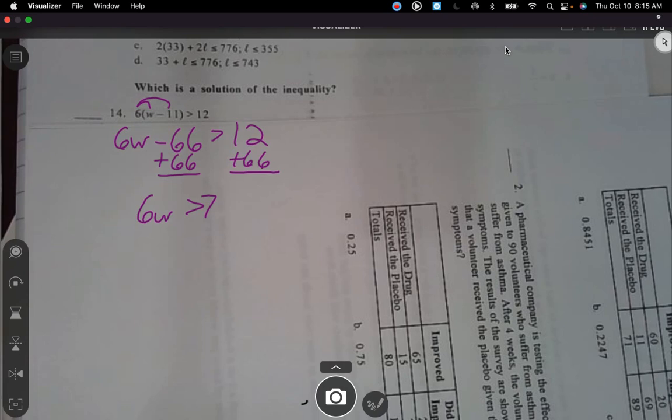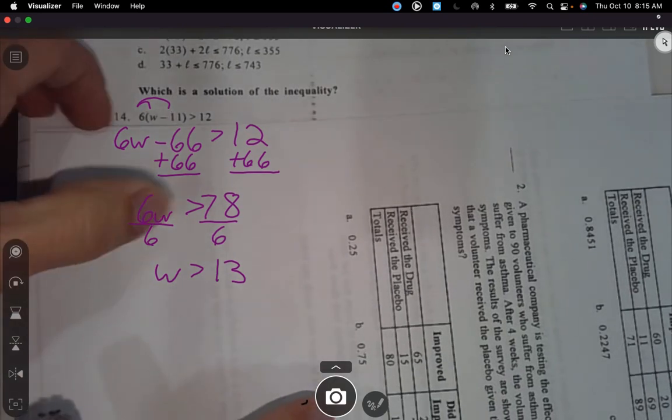6W is greater than 78. And then what do I do? Divide by 6. What's 78 divided by 6? 13. Thank you. I've got them all right. So W is greater than 13. I guess there's answer choices down there, are there? Miss Amanda, I took a picture of the answers. It's a D. On number 14, it does say D.